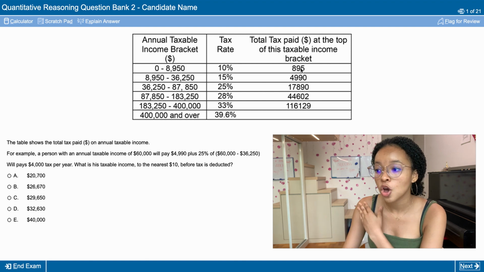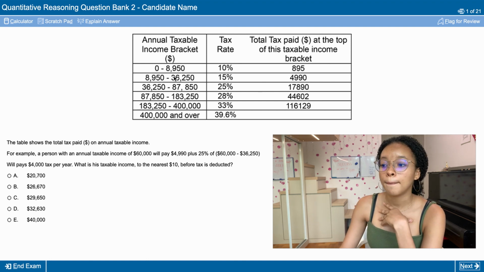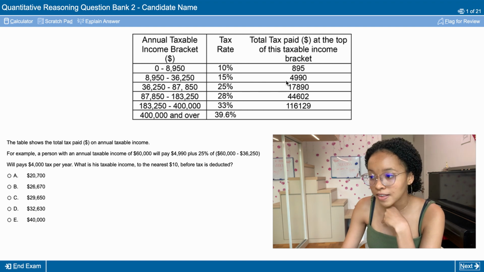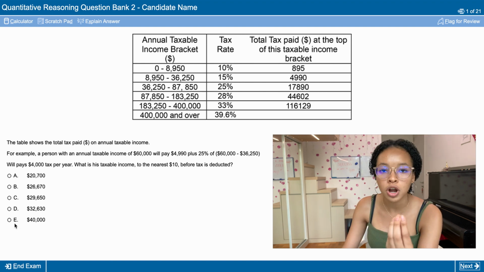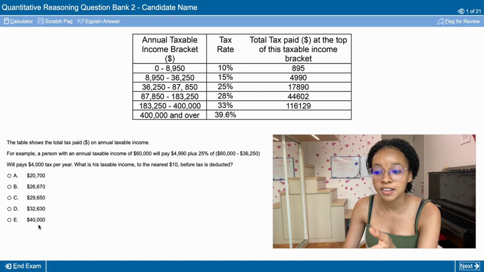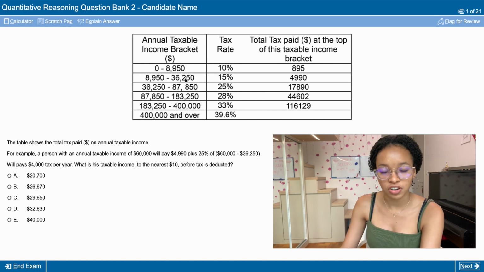Because if he earned less than this number, his taxes that he would have to give off to the government would be lower than that. And if he would be earning more than this number, his taxes would have to be above this, and this is not the case. So his taxable income has to be in bracket 2 and between these two numbers. So we can already eliminate for sure E, because it's above 36,250.